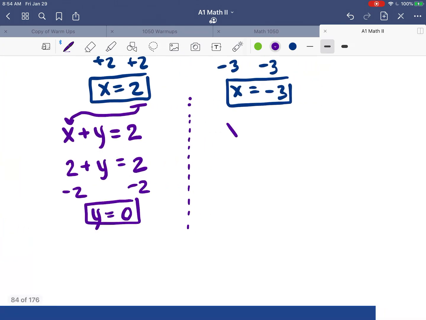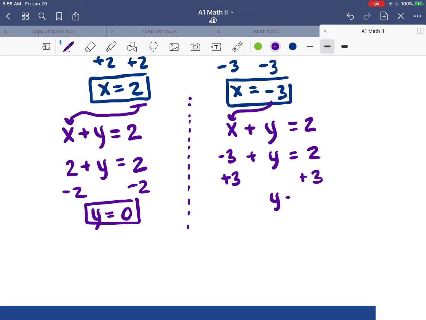We have to then plug in -3. x plus y still equals 2. I'm still using the same equation. Then I'm going to take this -3 and plug it in for x and see what y has to be if x is -3. So I'm going to add 3 to both sides, and y has to be 5.